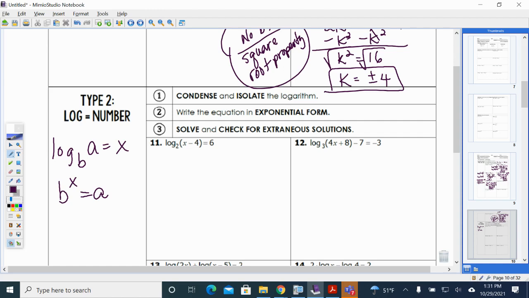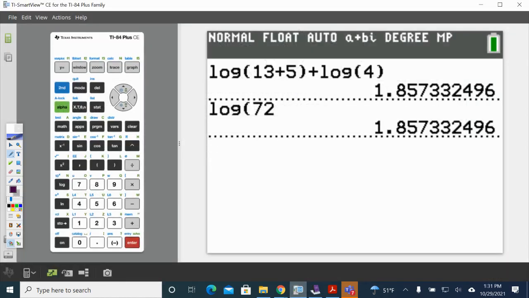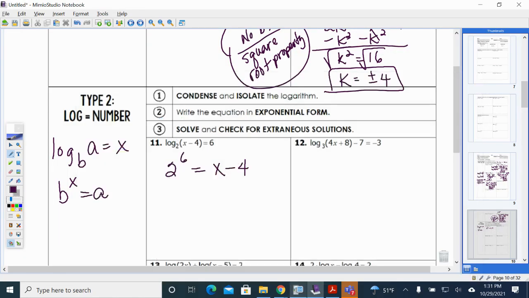So example number 11 says log base 2 of x minus 4 is equal to 6. Condense and isolate. There's only one log, and it's already by itself. So we're going to write this in exponential form, and it's going to say 2 to the 6th power is equal to x minus 4. You need a calculator. 2 to the 6th power is 64. So 64 equals x minus 4. Add the 4, and we get 68 for x.